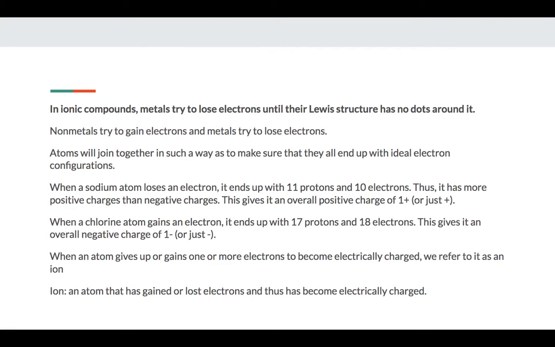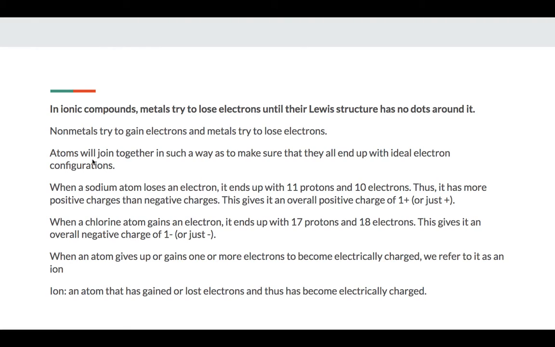So, in ionic compounds, metals try to lose electrons until their Lewis structure has no dots around it. And nonmetals try to gain electrons, and metals try to lose electrons. So atoms will join together in such a way as to make sure that they all end up with ideal electron configurations.